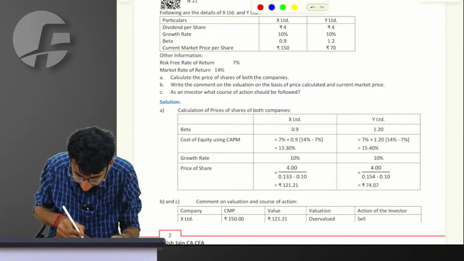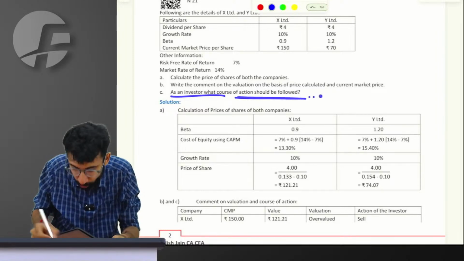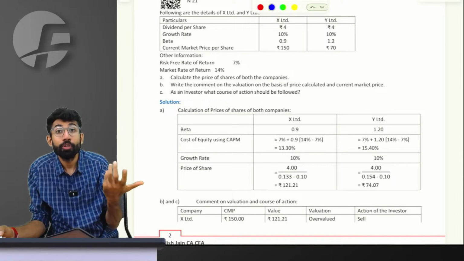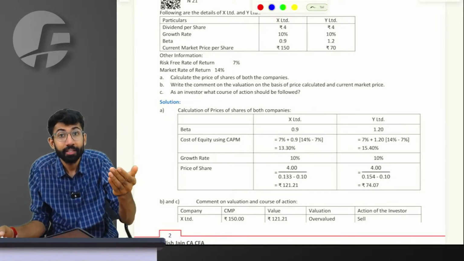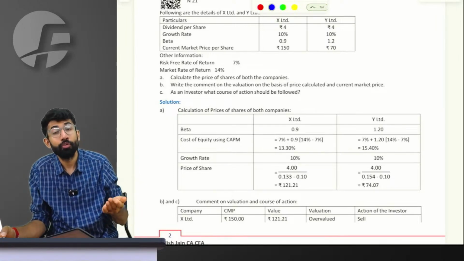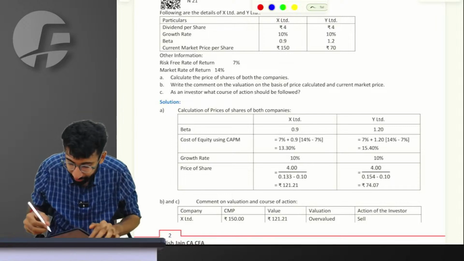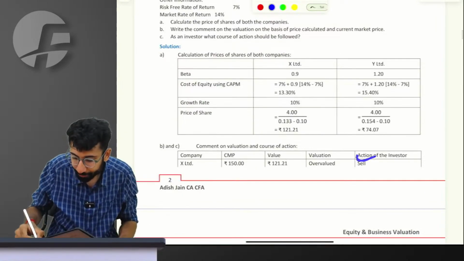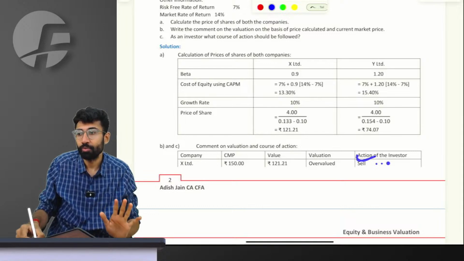Next, as an investor, what course of action should be followed? So common sense, if a share is undervalued, what do you do? You proceed to buy it. If a share is overvalued, what do you do? You proceed to sell it. In our case, since the share is overvalued, we are going to sell it.